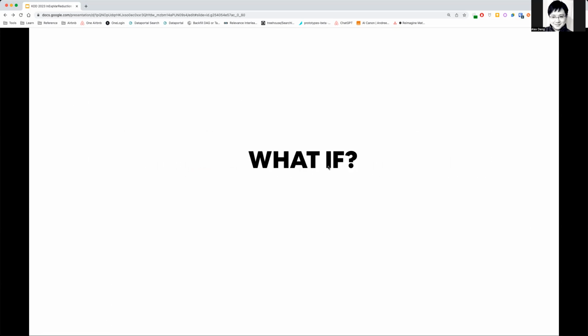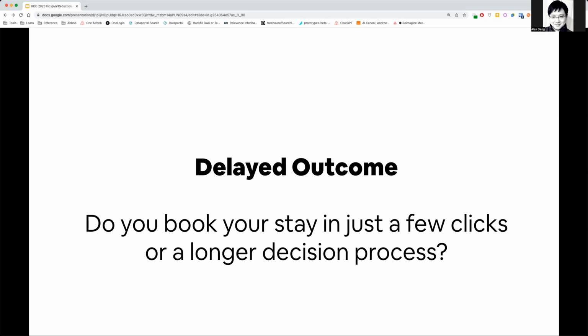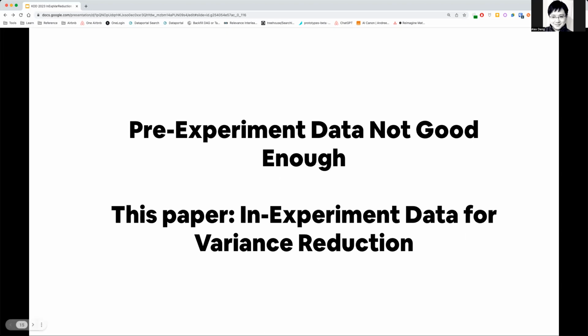What if you are Airbnb? Your product doesn't have high frequency usage. How often do you think you book a trip every year? Your product's conversion takes time. Do you book a trip in a few clicks, or does it require a longer effort to decide, spending hundreds to thousands of dollars? In those products with sparse and delayed outcomes, pre-experiment data-based variance reduction is not very effective.